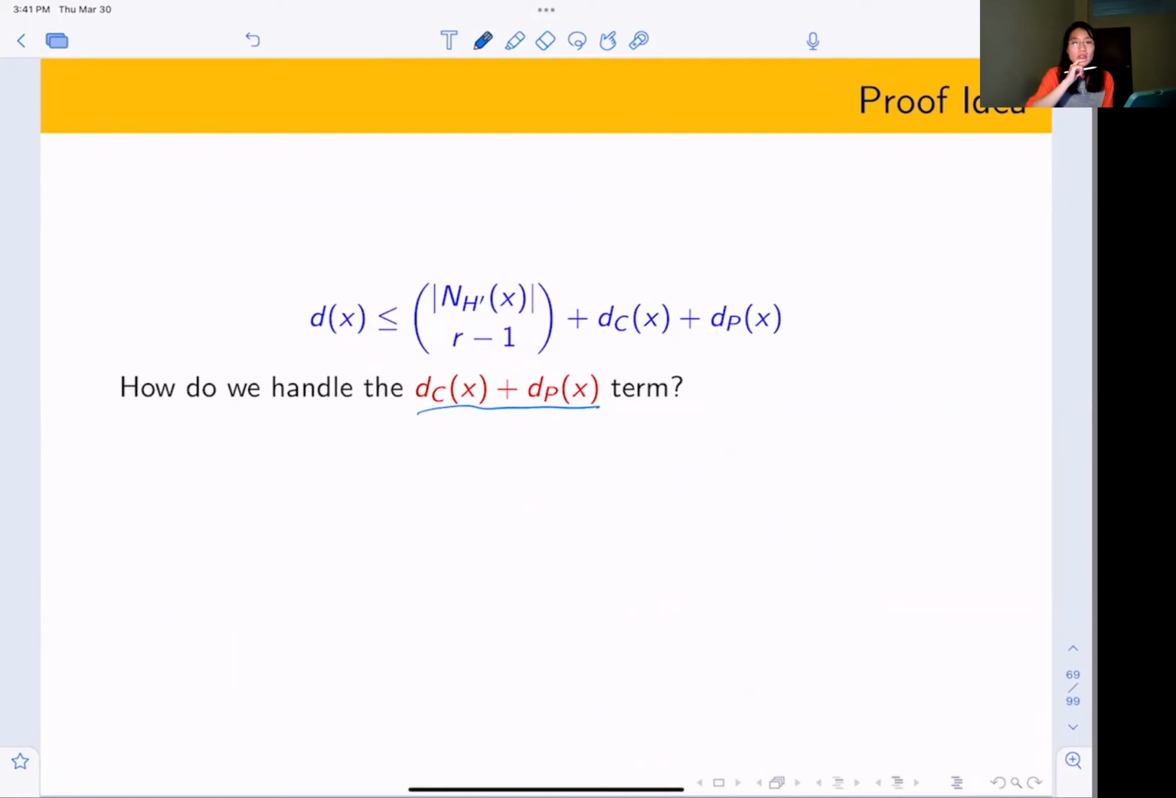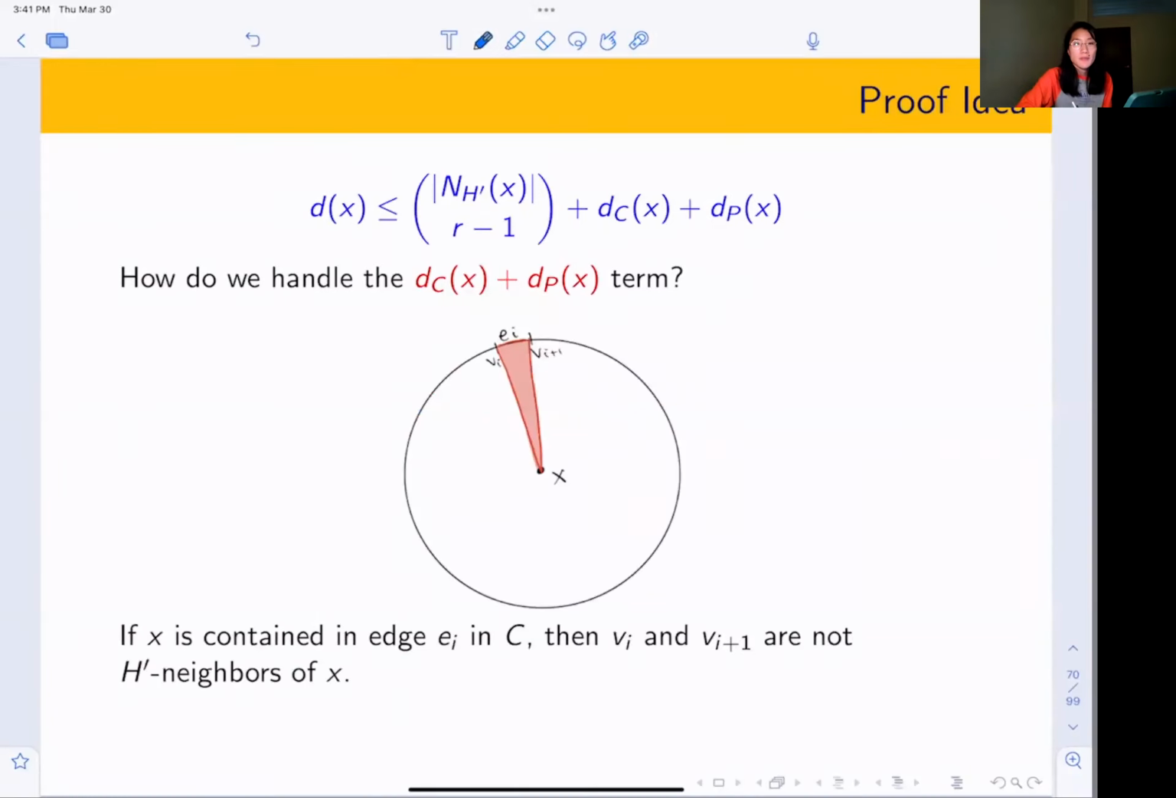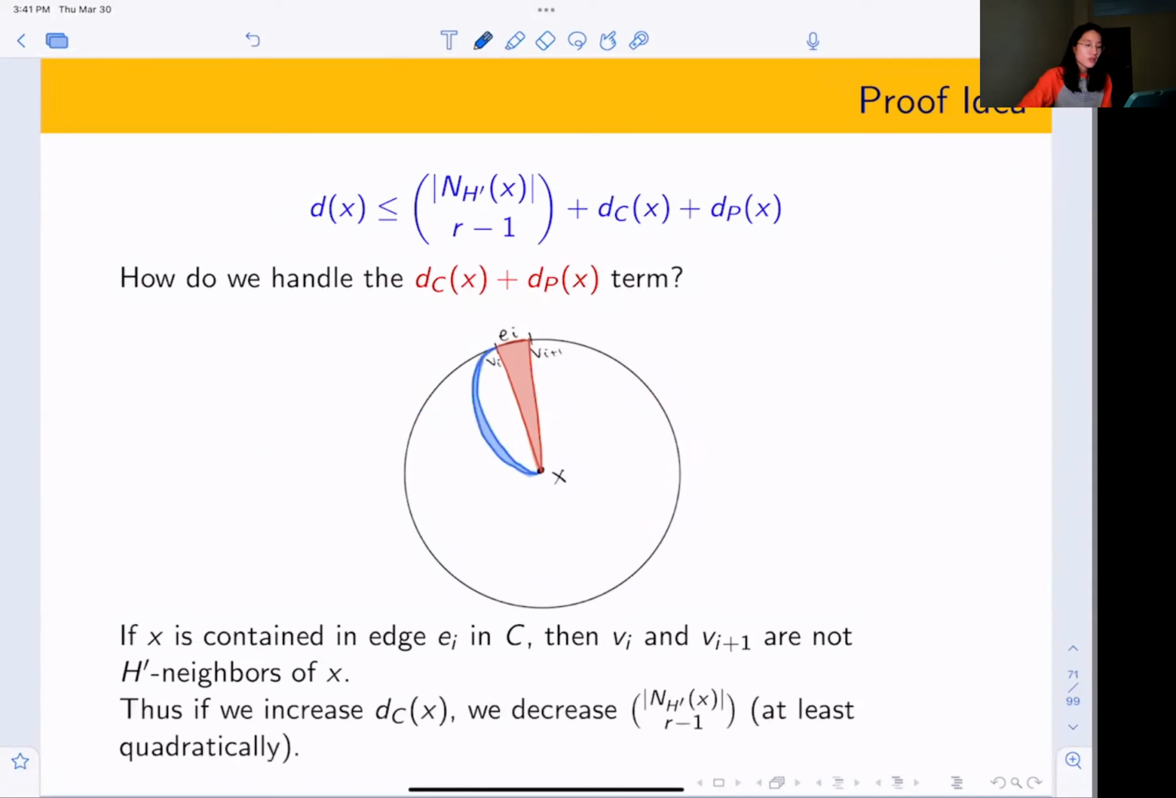We can handle it by considering, okay, so what happens if we are contained in some edge of the cycle? So maybe something like this. We have this edge E_i, which contains it. Well, then what we have is that neither of those vertices incident to this edge can be H prime neighbors with X. Otherwise, then we can just extend this cycle. So in other words, every time I have some edge in the cycle which contains X, it's going to then kick out two possible H prime neighbors of X.